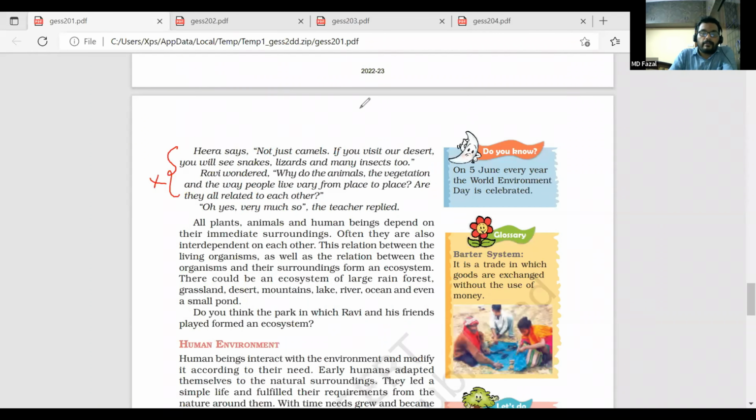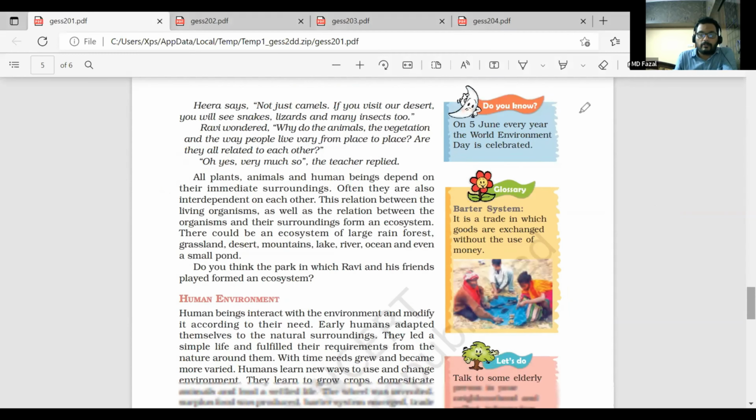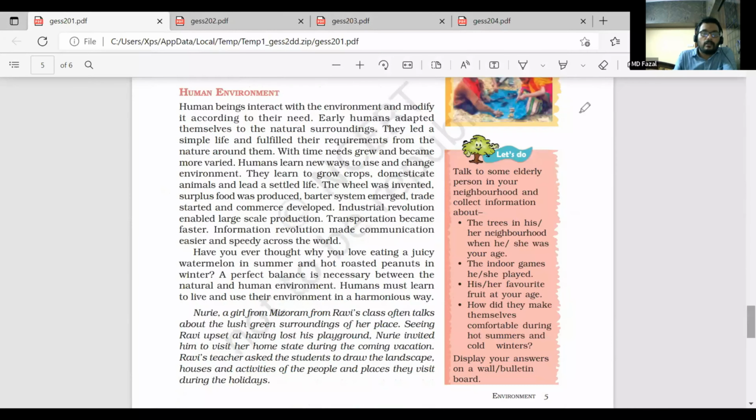Now, human environment. When we come to this concept of human environment, whenever you get to see such statements, make sure that you highlight this barter system. So he's talking about the barter system. It is a trade in which goods are exchanged without the use of money. This I have taught you a number of times in economy, so you need not worry about that. That will be covered as part of your economy NCERTs. Next point is the human environment.